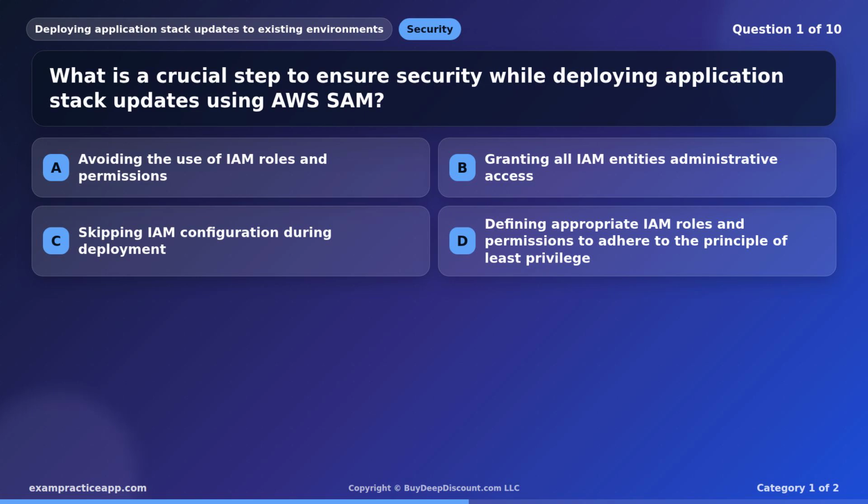Take a moment to choose your answer. The correct answer is option D. Defining appropriate IAM roles and permissions to adhere to the principle of least privilege.